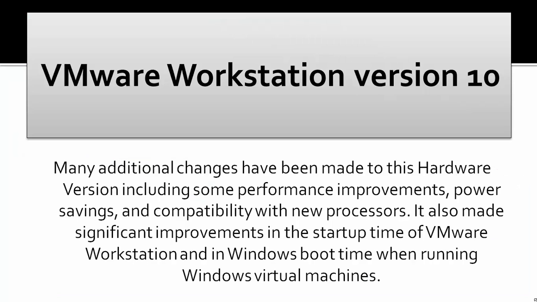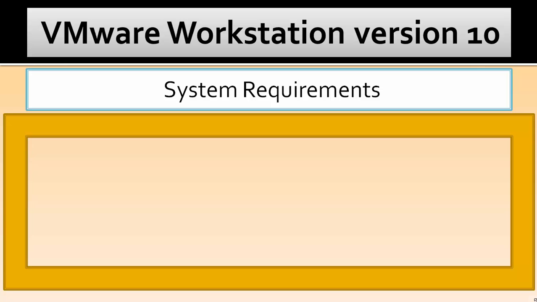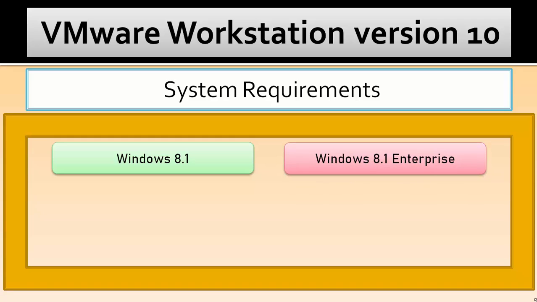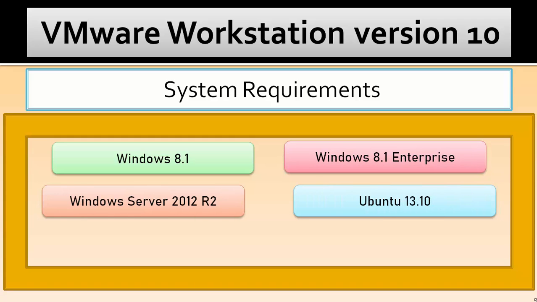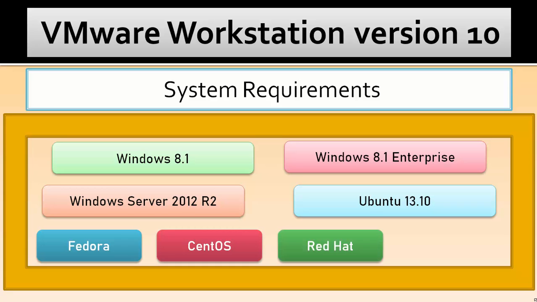Many additional changes have been made to this hardware version, including some performance improvements, power savings, and compatibility with new processors. It also made significant improvements in the startup time of VMware Workstation and in Windows boot time when running Windows virtual machines. The minimum system requirements include new operating system support, as well as for the latest versions of Fedora, CentOS, Red Hat, and OpenSUSE releases.